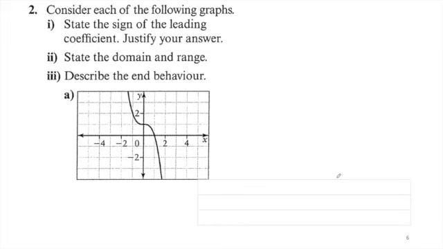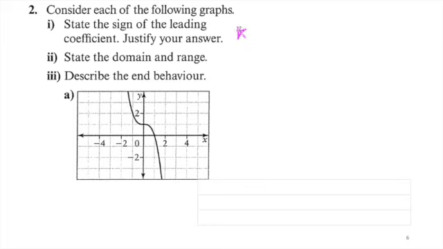So for this example, it wants you to consider each of the following graphs. We're going to state the sign of the leading coefficient, state our domain and range, and describe the end behavior. So for this, stating the sign of the leading coefficient. Oh no, there's no equation this time. That's okay. I've given you some hints for this.